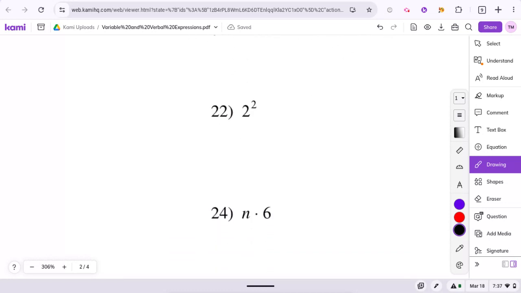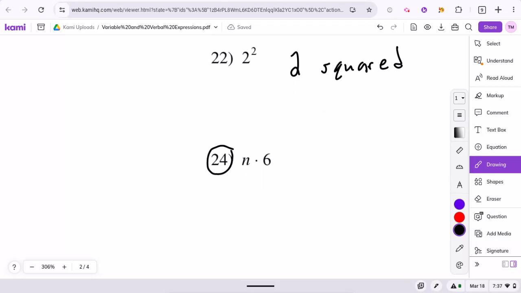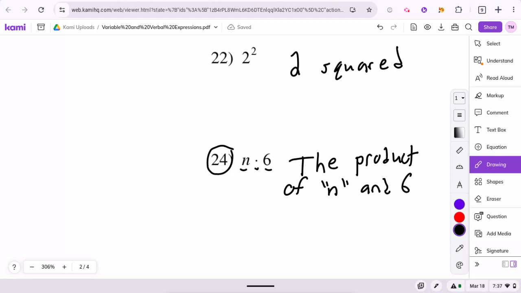Number 22, a couple ways to write this. You can write 2 squared or 2 to the power of 2. Number 24, n times 6, or the product of n and 6. The product of n and 6.